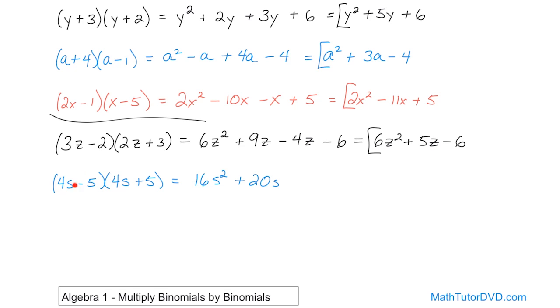And then we move our attention to this. This is a negative 5 times 4s, which gives you negative 20s. Don't forget there's an s here because you have negative 5 times 4s, so you get negative 20, and the s comes along as well. And then negative 5 times positive 5 gives you negative 25. And then all you have to do is collect like terms. 20 minus 20, these are like terms. They just subtract out to 0, so all you have is 16s squared minus 25. Okay, and that's all I'm going to do in this lesson.